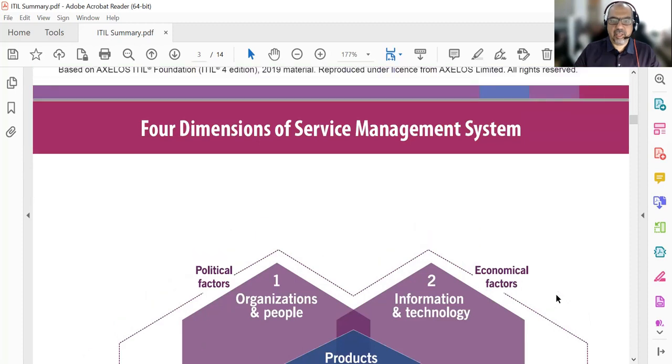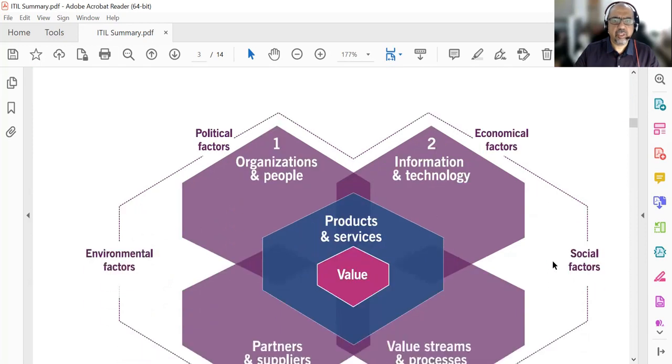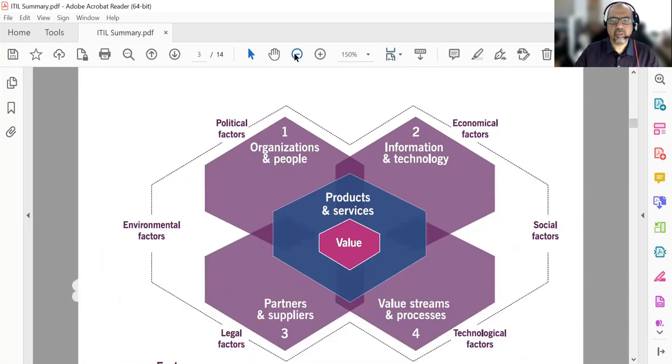Good. Now we are discussing what's so-called 4 dimensions of service management system. What is that, and what are the 4 dimensions? Let's have a look. Let me zoom.